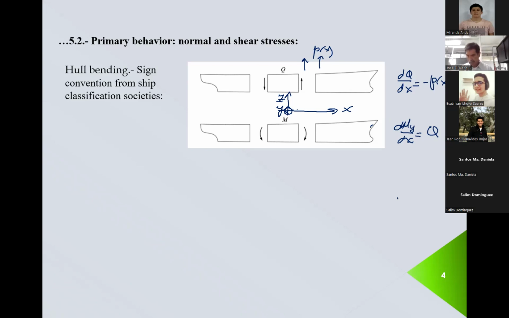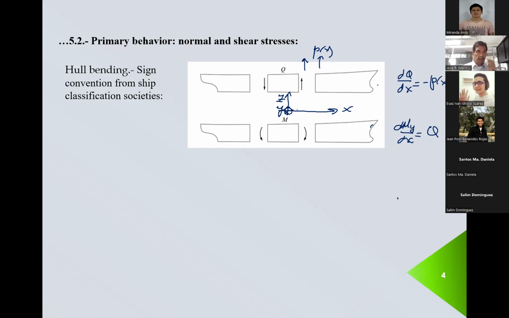Doctor, when we think of the boundary condition on dMy, do we have to change the sign? No, because, yeah, if you had a concentrated force, yes, but in general, in the case of the hull, we have the shear force and bending moment at 0 in both ends, because these are free ends. We'll talk about that in a second. But that's something that we should have in mind.